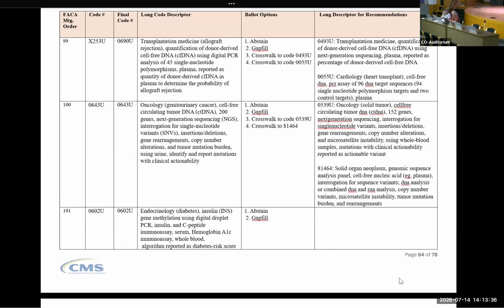Say it a little slower. So Zoe, you had 0539U times a 1.3x modifier. Is that correct? Yes. Okay, you should see that as option E now.